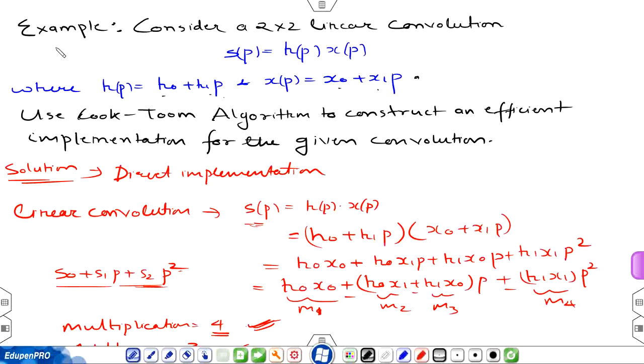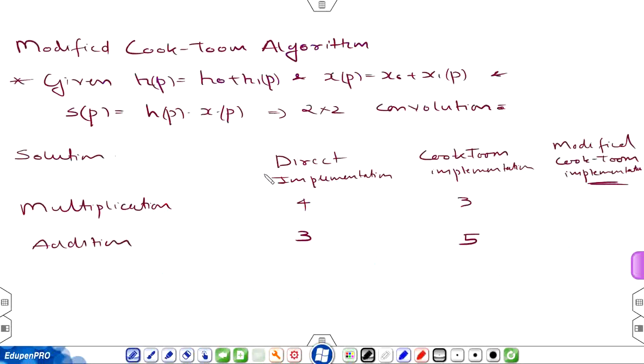Okay, so now we will solve the same example, that is the 2x2 linear convolution where S(P) is equal to H(P) into X(P), and H(P) is given by h0 plus h1 P and X(P) is given by x0 plus x1 P. That same problem we will be implementing using modified Cook Toom algorithm. So using direct implementation, number of multiplication operations required were 4, addition operation required were 3, and that reduced to 3 using Cook Toom implementation, but addition operation increased to 5.